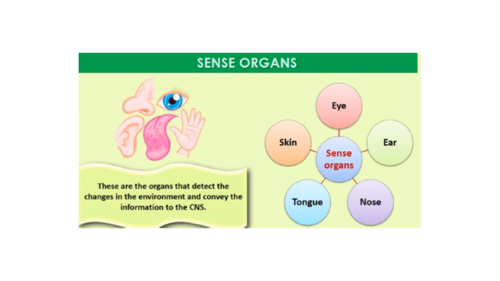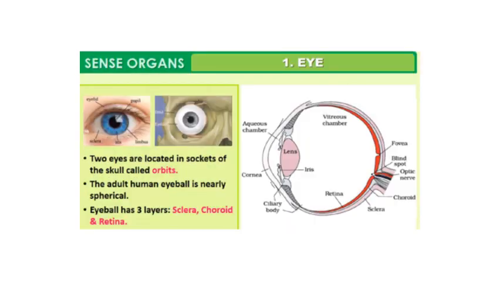Hello students, in the last video we learned about the reflex arc, brain and spinal cord. In this video we will learn about the sense organs. The sense organs are those organs that detect the changes in the environment and convey the information to our central nervous system. These include the eye, the ear, nose, skin, tongue.